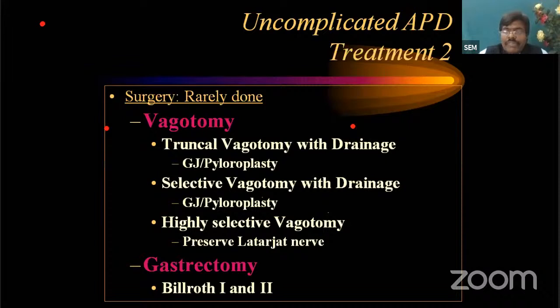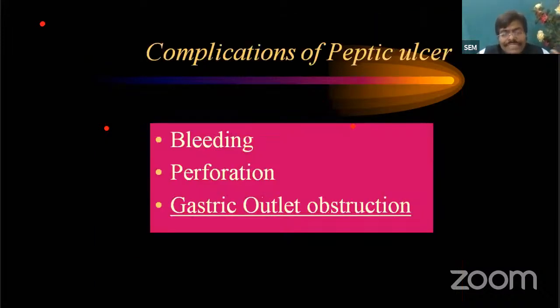What about the treatment we used to do in the past, like vagotomy, gastrectomy for a benign gastric ulcer? They are all fine. You can find them only in the books. We don't do any truncal vagotomy, selective vagotomy, highly selective vagotomy. Those are all in the books. Even a Billroth 1 gastrectomy, as I told you, for benign gastric ulcer we seldom do unless the patient has some major complication. So that takes me to an important complication which we'll discuss today, that is GOO, gastric outlet obstruction.